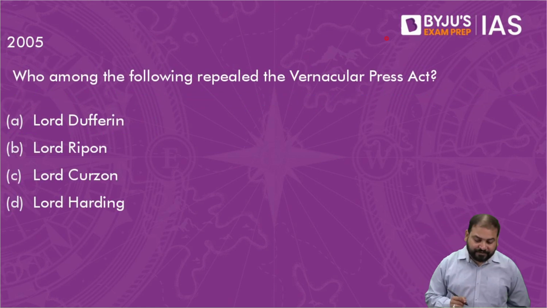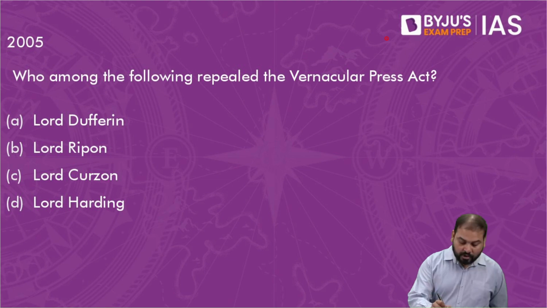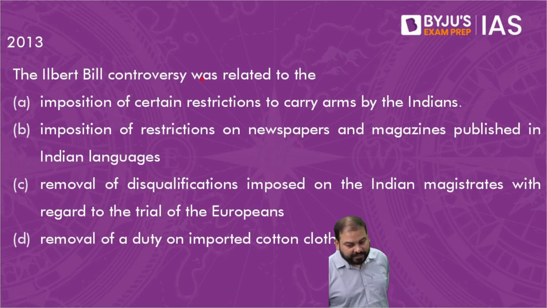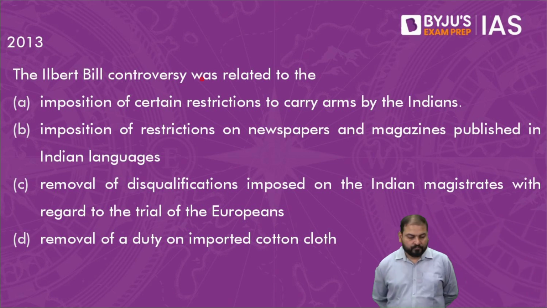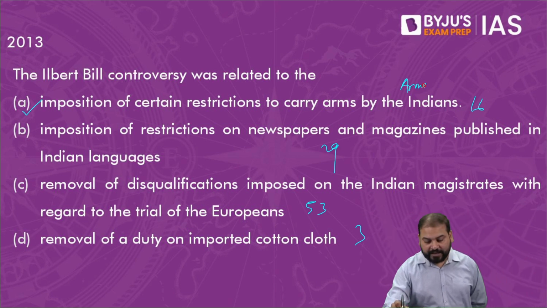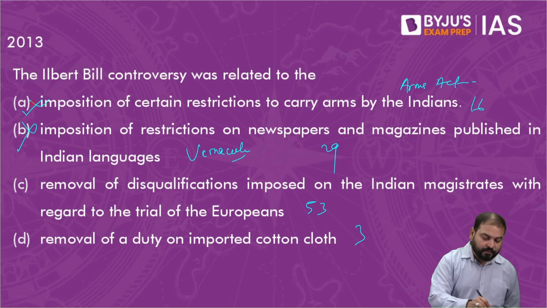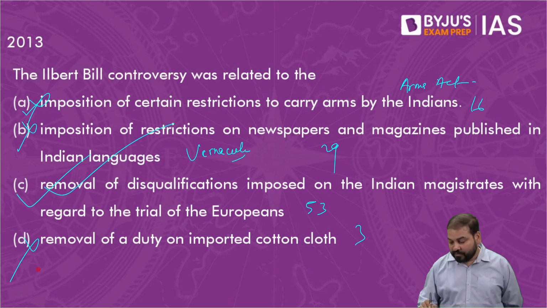Moving ahead, very simple question. 30 seconds for this question and give me a correct answer. Which Viceroy abolished this? Lord Ripon. Those who answered A, you are wrong because it is the Arms Act. Those who gave B, you are wrong. It is the Vernacular Press Act. C is correct. D was nothing.